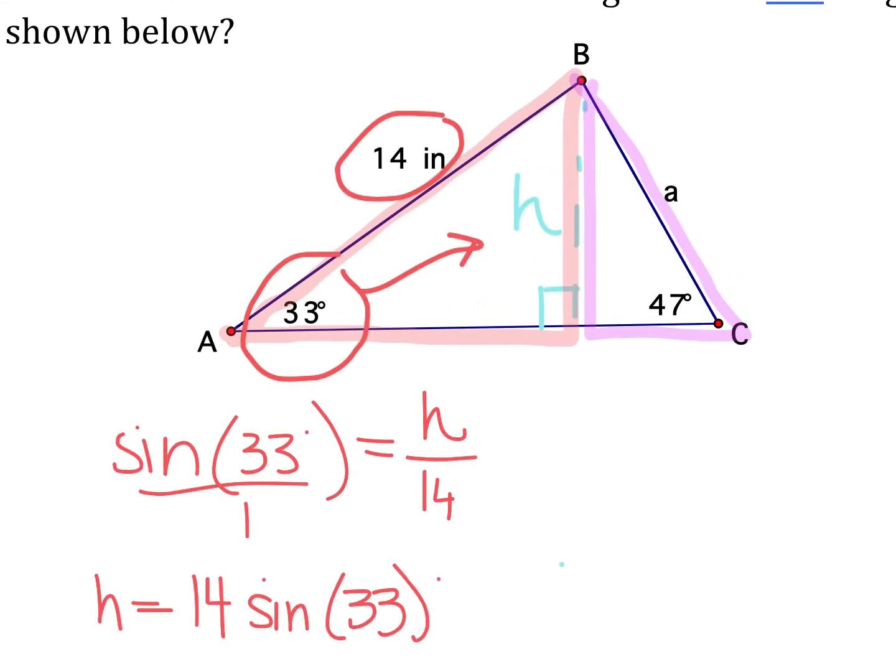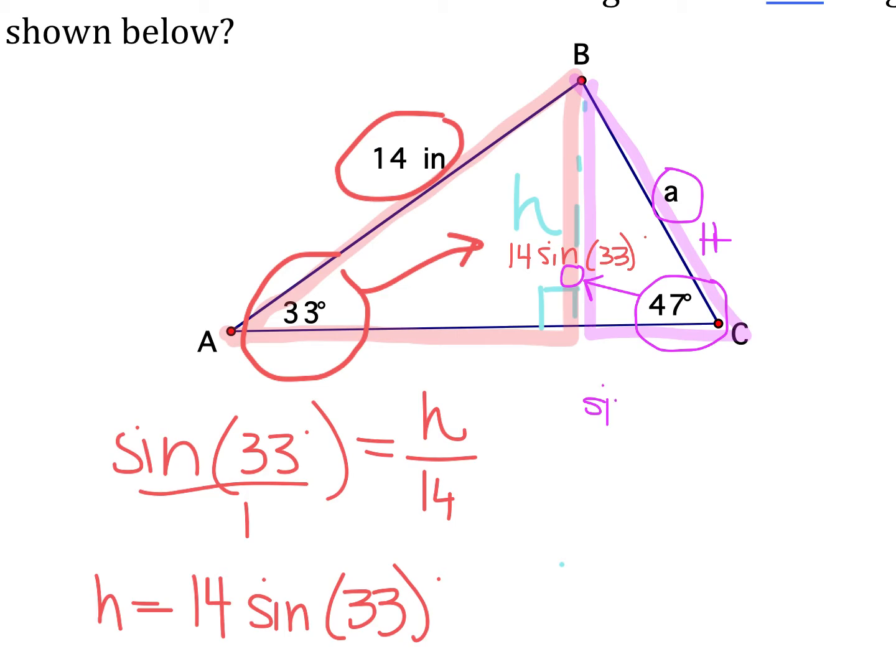Right, so I know h, which I just found, is 14 times the sine of 33, so I'm just going to write that over here below h. And now we focus on this triangle and decide, which trig function am I going to use? Here's my angle of 47. 14 times the sine of 33 is some decimal, I don't know what it is. That's the opposite side. A would be the hypotenuse. So if I have opposite and I'm looking for hypotenuse, that again is going to be sine.